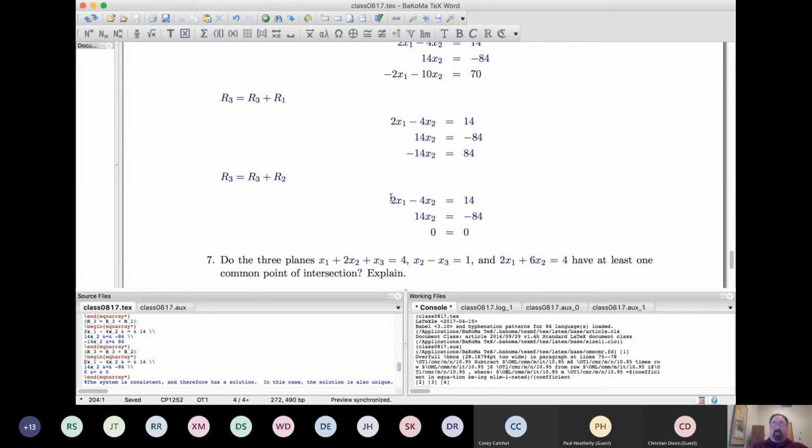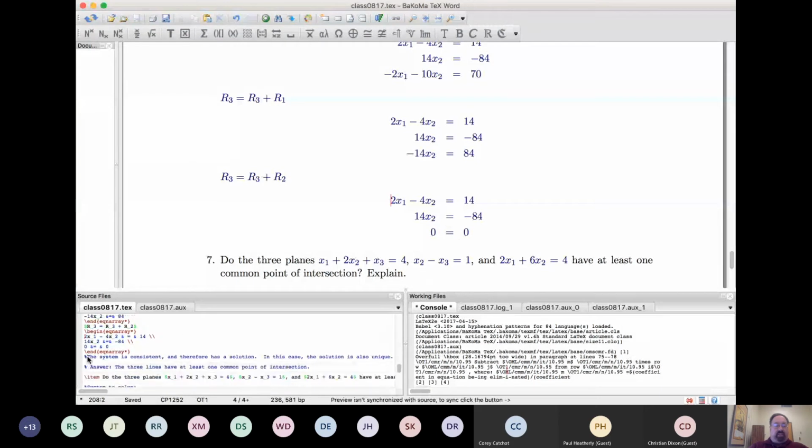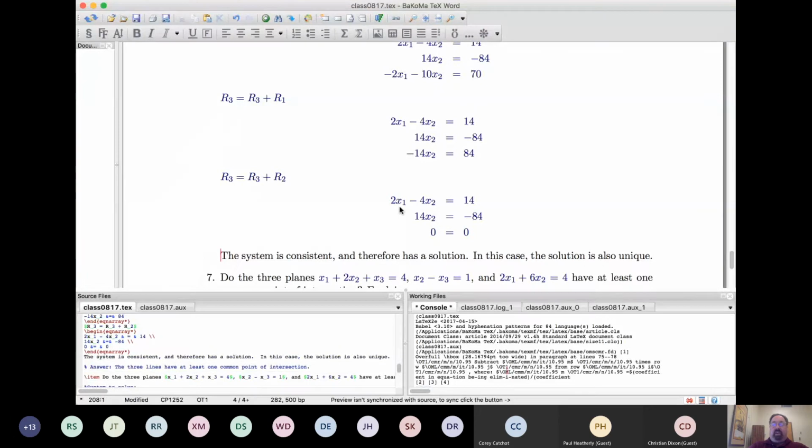So if we look at just the first two rows, we know we can solve this system. The third equation doesn't change that. So in fact, this whole system of equations does have a solution. We can say that the system is consistent. Also, the solution will be unique.